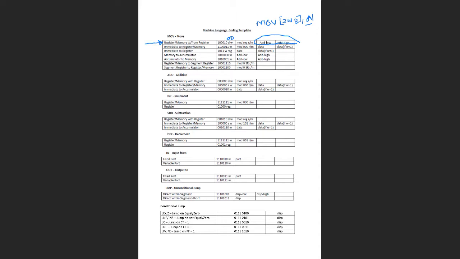Then what will be the mode? As it involves memory, it is memory mode. Register mode is only when both operands are registers, or there is no memory involved. So it is memory mode with zero displacement, so 00. And what is the REG? REG for AL, if you look at the table, will be 000.